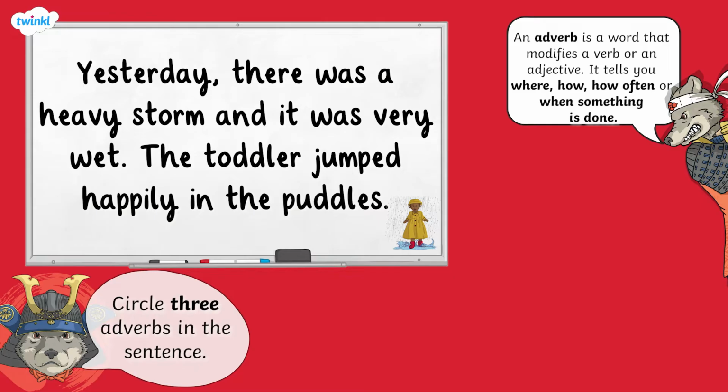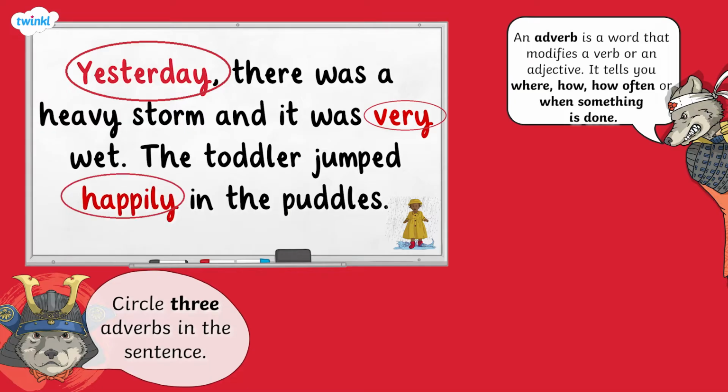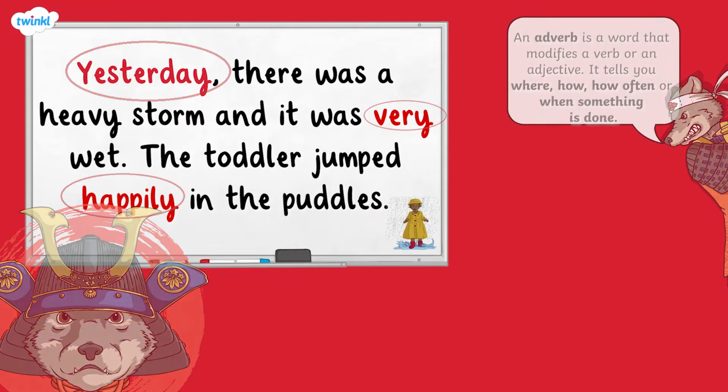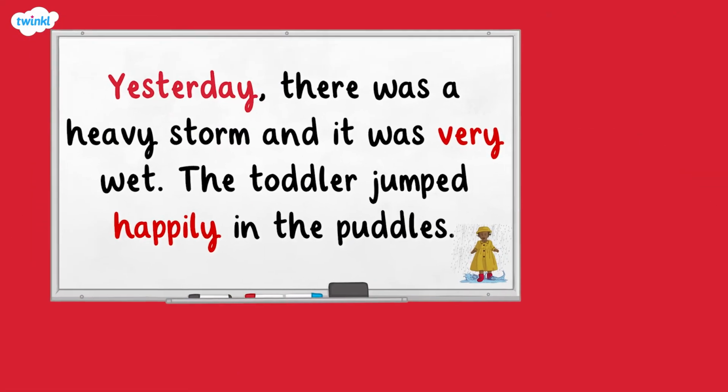Did you manage to find the 3 adverbs? The first adverb is yesterday. This tells us when something happened. The second adverb is very. This describes the adjective wet. And the last adverb is happily. This tells us how the toddler was jumping. Great job if you got all 3.